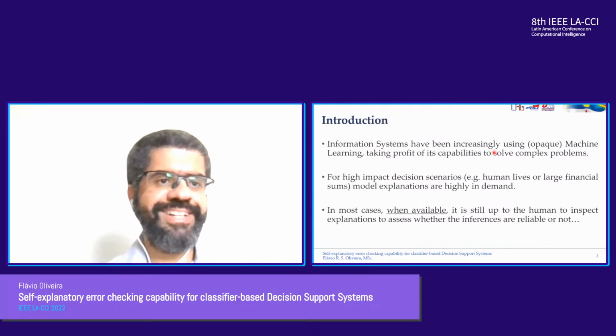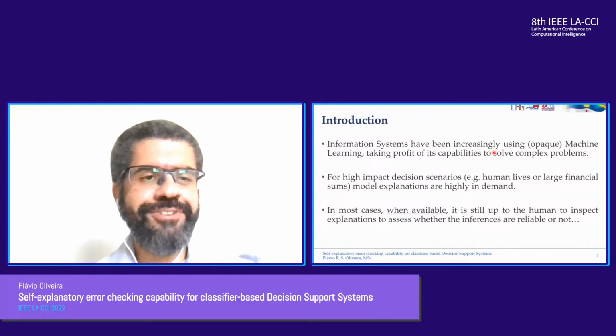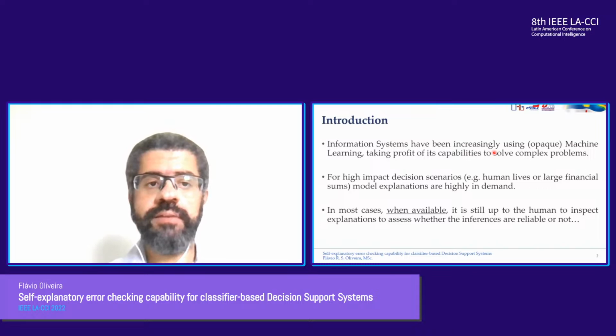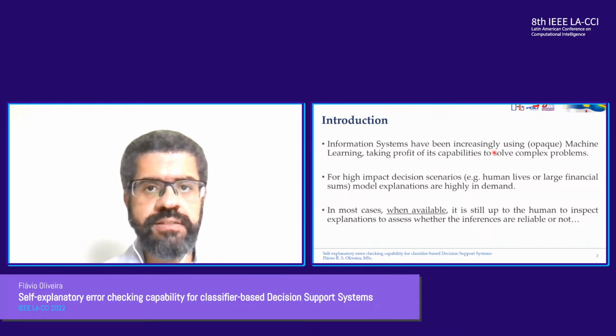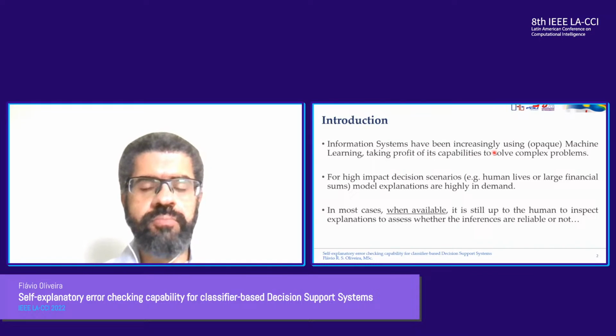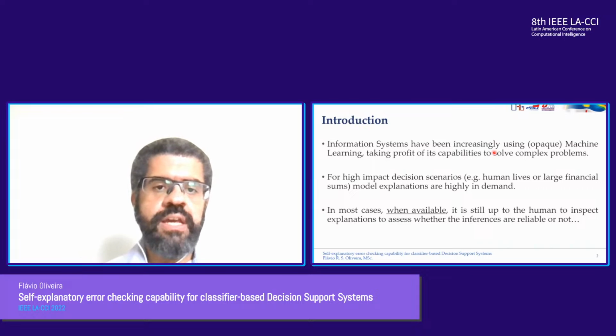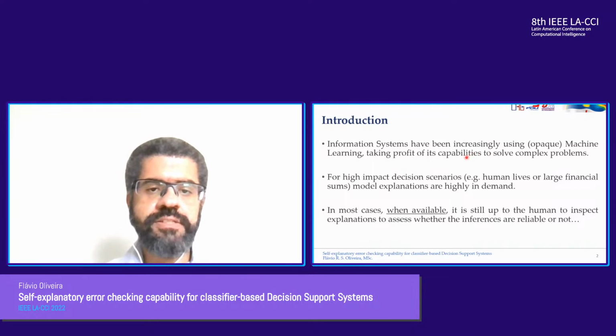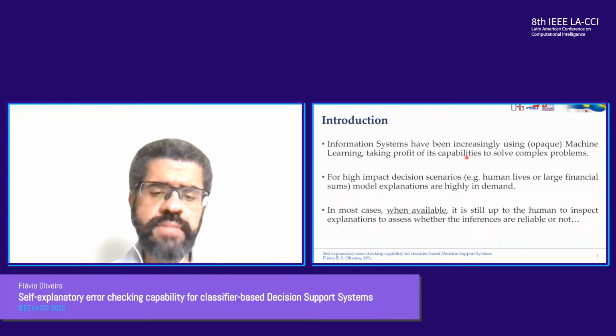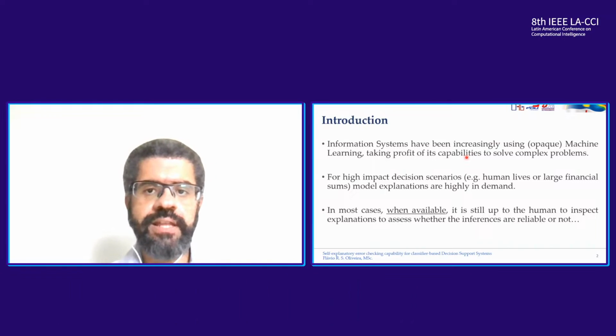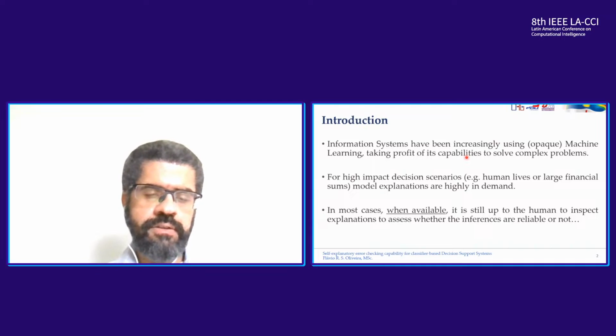Okay, now it changes. Information systems have been increasingly using opaque machine learning models, which means that being opaque, they don't make it easy to understand how their inputs are mapped to the outputs. And for high impact decision scenarios, this is really a challenge, because when human lives or large financial sums are at stake, model explanations are highly in demand. This is a growing concern.